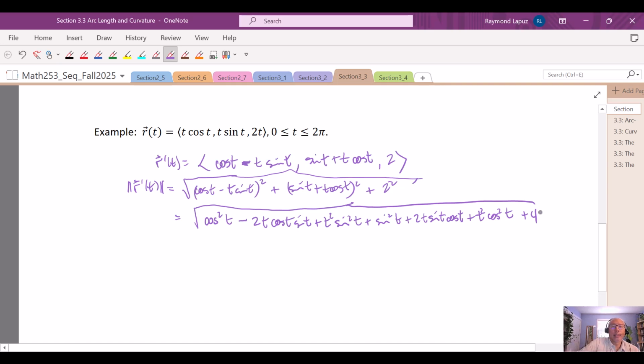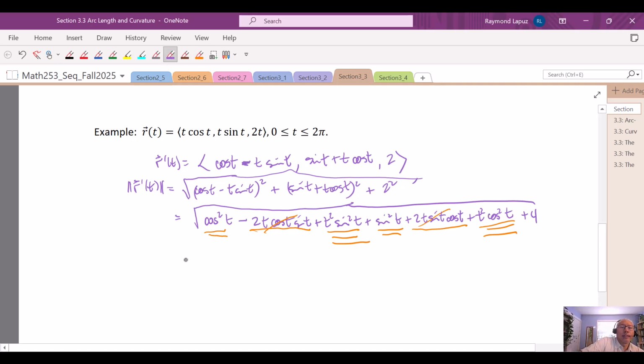Alright, let's collect some stuff. Well, before we collect some stuff, let's notice that we have a positive and a negative of the same term. The middle terms of those two binomials will go away. We'll notice that the cosine squared t and sine squared t make 1, and then we have t squared sine squared t and t squared cosine squared t, and that makes a t squared times 1.